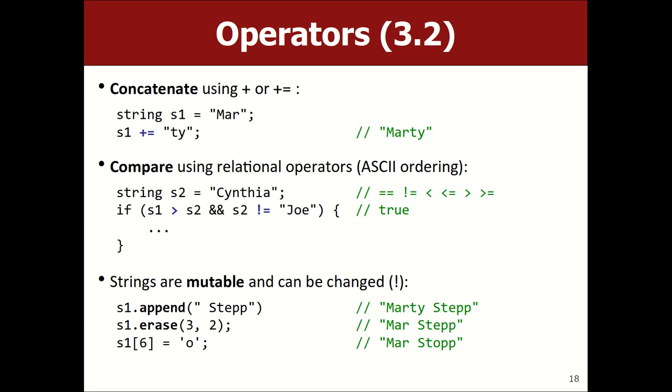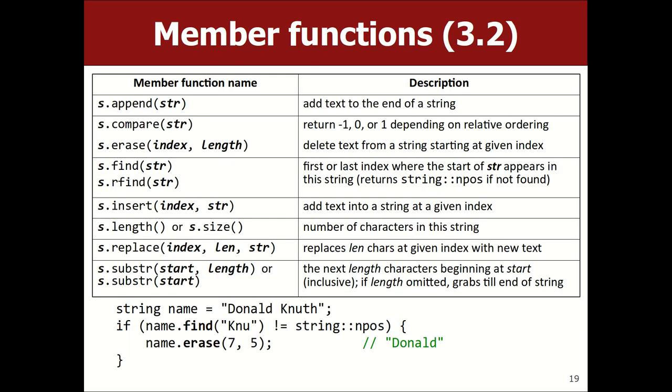Question? What's the 3-2? I'll show you, I have a table on the next slide of the methods, but it basically means go to index 3 and delete two characters from there. So it deletes the T and the Y, because those are indexes 3 and 4 of the string. So yeah, I admit that I didn't show you that method yet. I'm just giving some quick examples. I think here's the slide. Erase takes index and length. Starting there, this many characters, cut them out of the string.